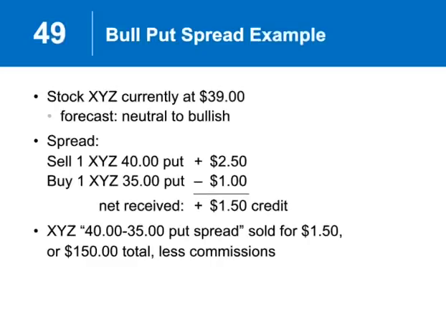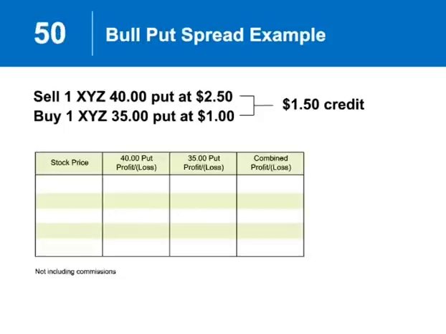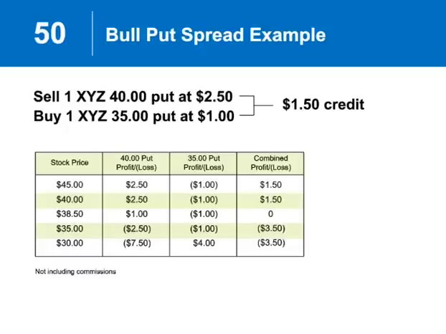Let's look at the example. XYZ at 39, different forecast. We're neutral to bullish rather than bearish. So we decide to sell the 40 put and buy the 35 put. We're taking in that $1.50 because of the forecast, as opposed to paying the $1.50 when we have a downside forecast. So the break even is going to be just the same at $38.50. If the stock goes the other way and goes down rather than up, we stand to lose up to $3.50, the difference in the strikes less the credit we've taken in. And if our forecast is correct and the stock does head up, we stand to make up to $1.50, which is the credit we took in for the spread.